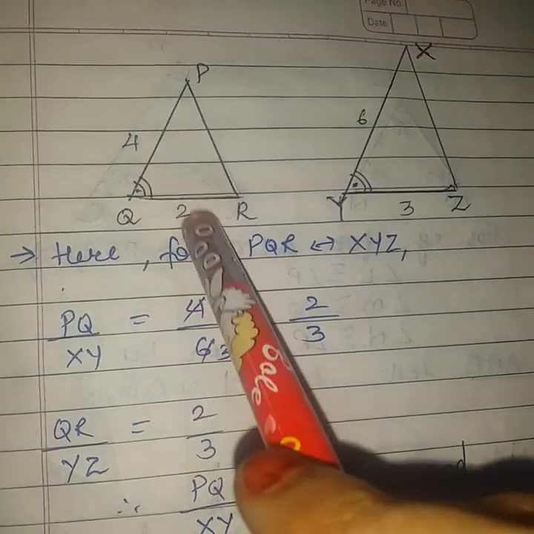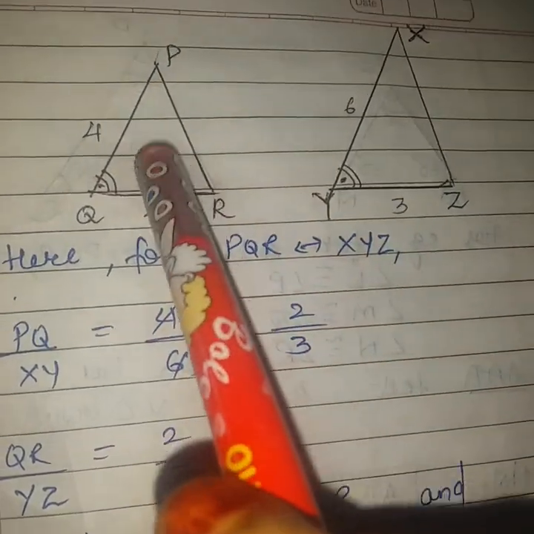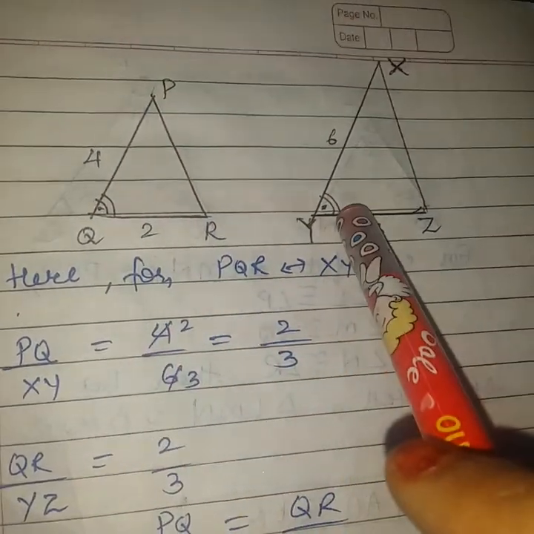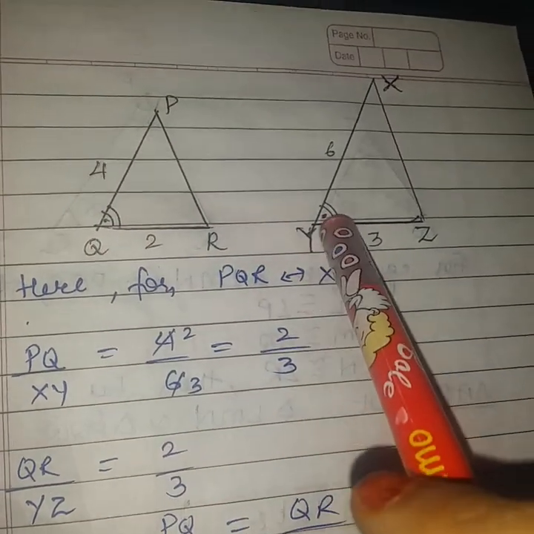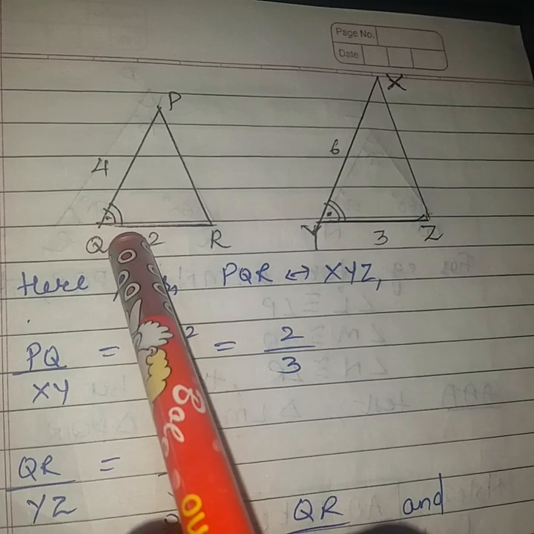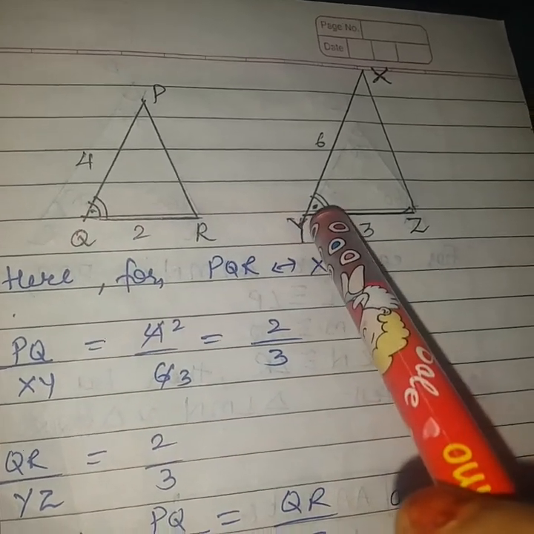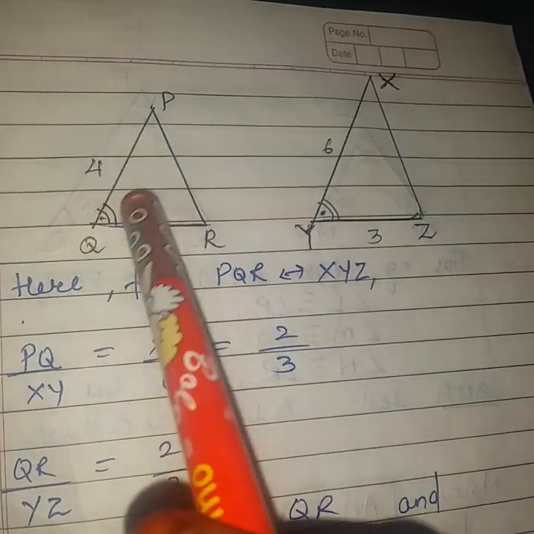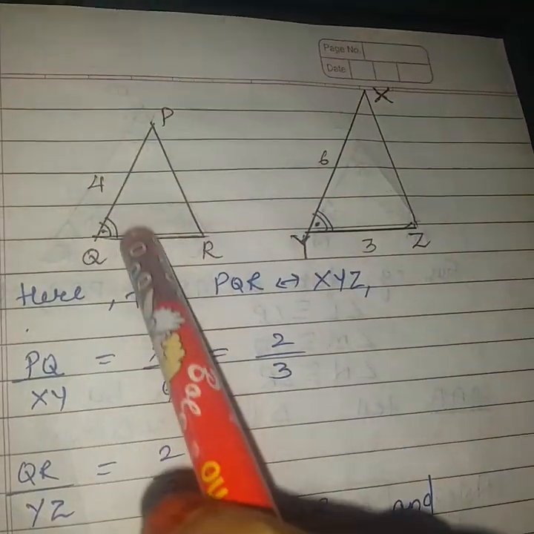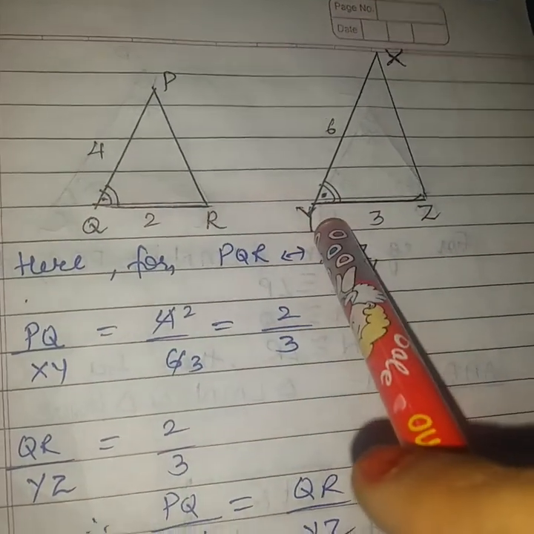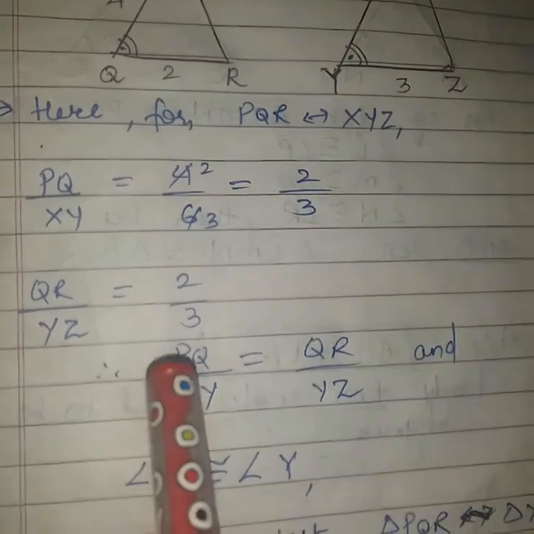So we have taken the two sides. Now, as per the identical marks given in the diagram, we can see that angle Q and angle Y have the same identical marks. So we can also say that angle Q is congruent to angle Y. But what is the speciality of these two angles? These two angles are enclosed between the two sides. That means these two angles are nothing but the included angles between the two sides.